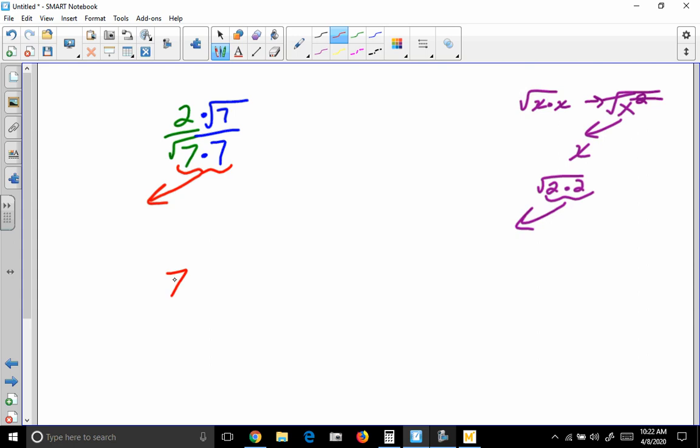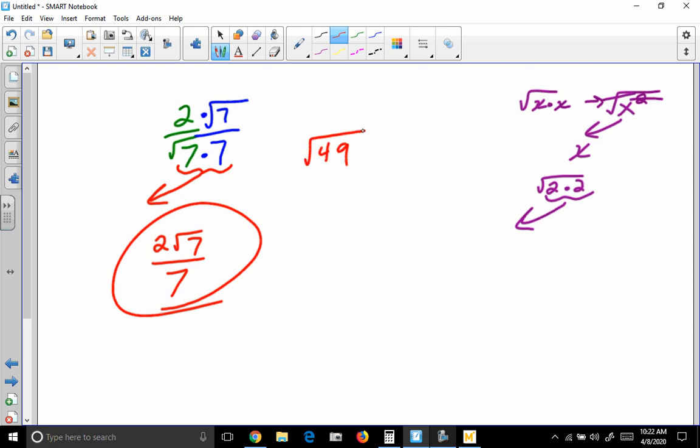So that gives us a 7 on bottom. On top, we have 2 square roots of 7. These don't cancel because one's under the radical, one's not. We don't have a square root left on bottom, and that's as far as we can go. So essentially, we made the denominator a perfect square. Another way of looking at this denominator is 7 times 7 is 49. The square root of 49 is 7. So now we don't have a square root left on bottom.